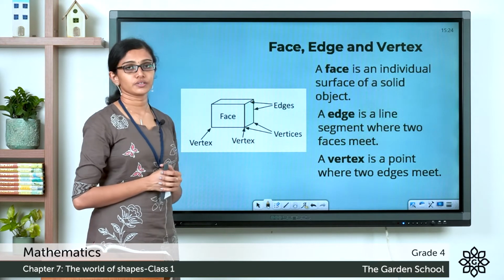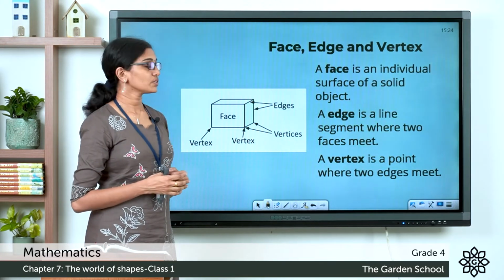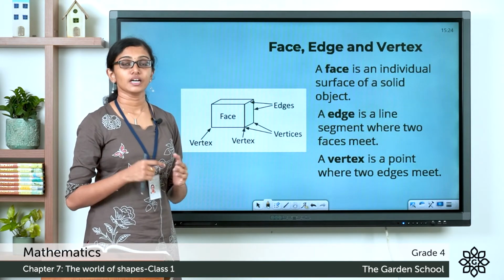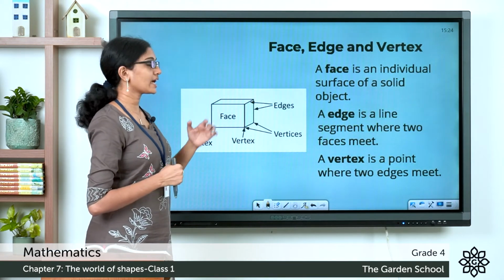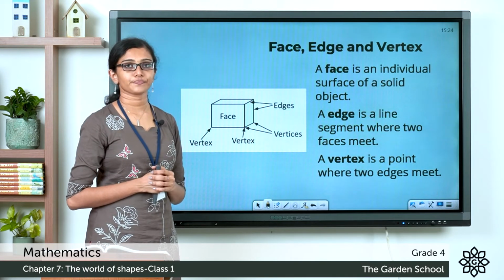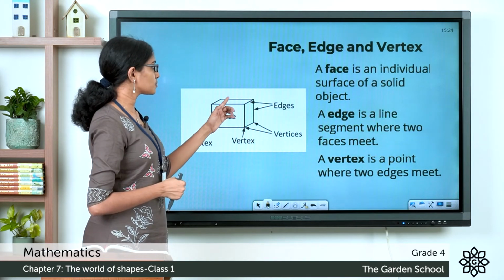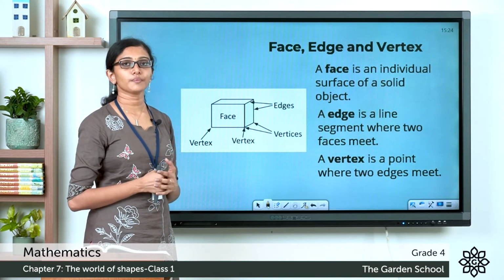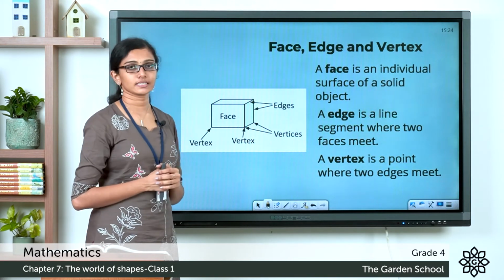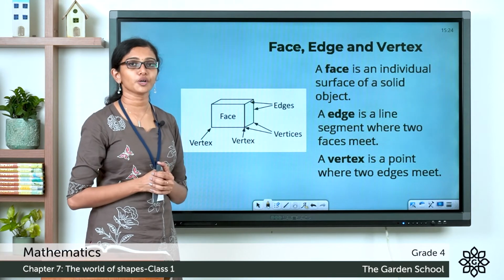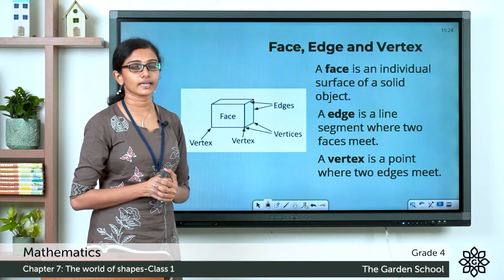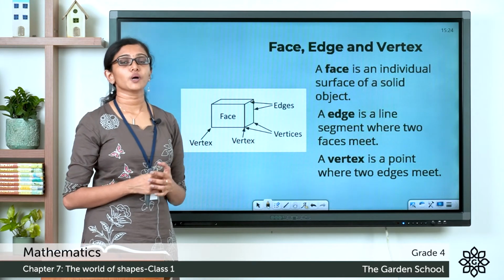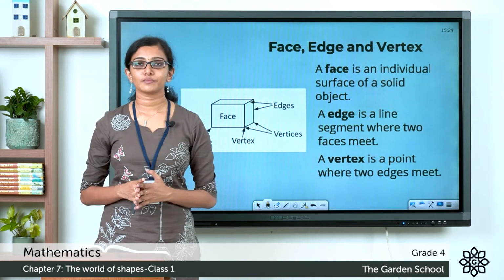Now, an edge. What do you mean by an edge? You see, where the faces meet, you can see line segments. These line segments are called the edges of the solid object. And where the edges meet, you can see corner points like these. These sharp corner points are called vertices. When you talk about one corner point, you say it as vertex. Vertex, vertices. So children, I hope you are very clear with these basic concepts in geometry.